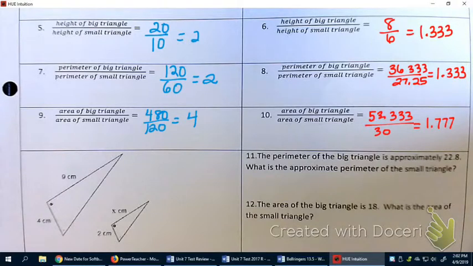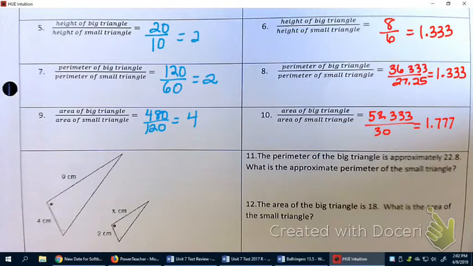Okay? So let's look at a problem. Let's look at number 11. We have these 2 triangles over here. And it says the perimeter of the big triangle is approximately 22.8. So it's already telling me what the perimeter is. And it wants me to figure out the perimeter of the small triangle. Notice I can't find all the sides because I don't know one of the sides. Well, I might could since I know the perimeter, but we're going to use what we just found out about this relationship to figure it out.